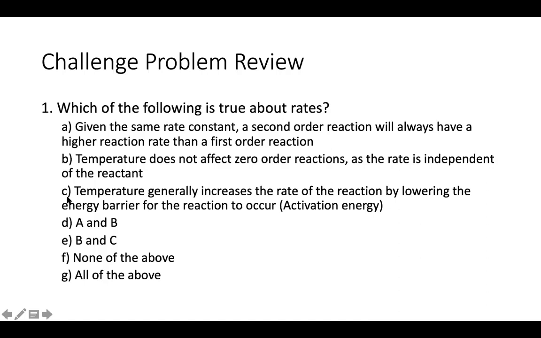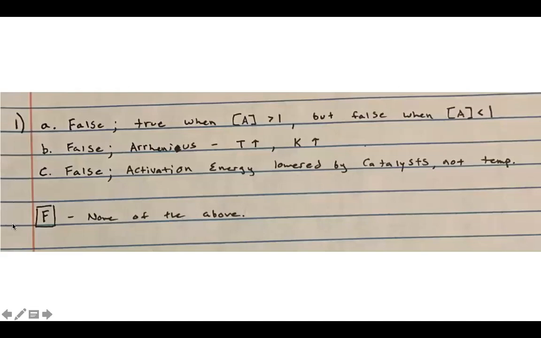C, temperature generally increases the rate of the reaction by lowering the energy barrier, or the activation energy. Although it's true that when we increase temperature, the rate of the reaction typically increases, it doesn't do so by decreasing that energy barrier, right? It just gives your particles more energy to try to overcome it. The only way we decrease the energy barrier is through catalysts. Okay, and so the answer here should have been none of the above, F, and again, these reasons just describe why.